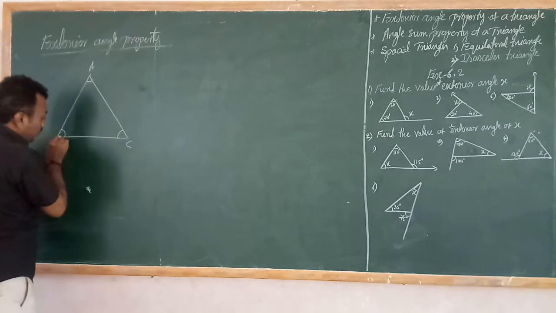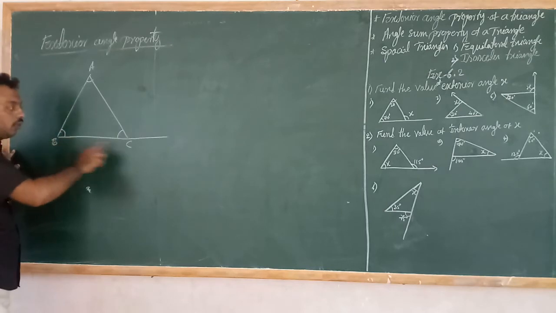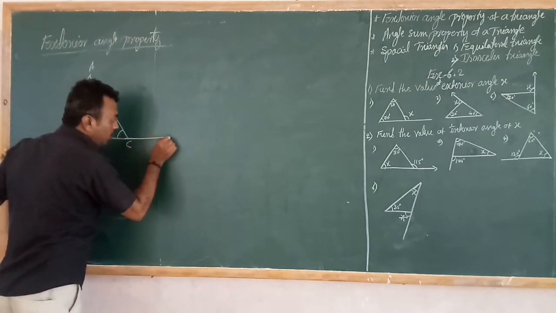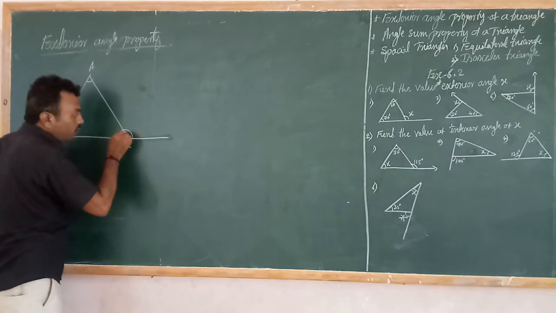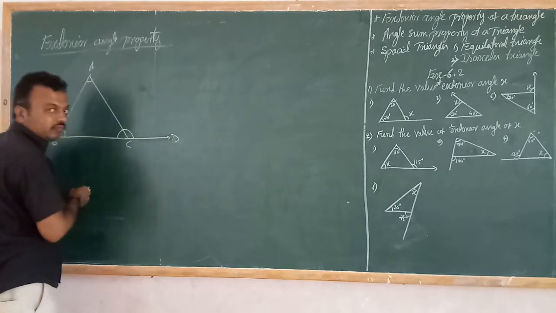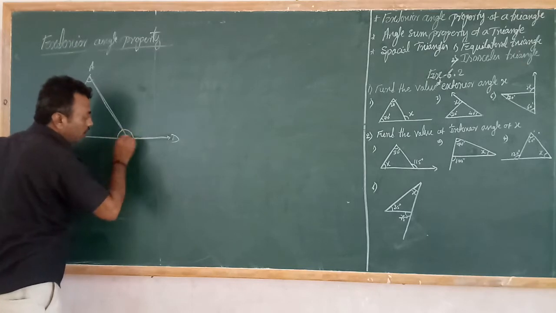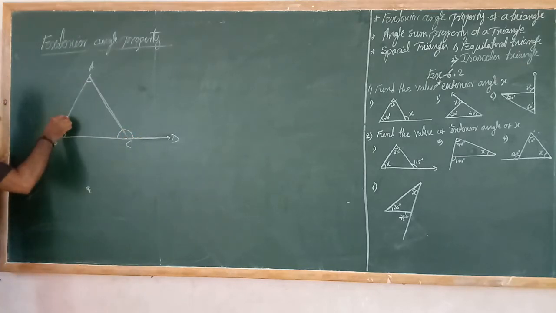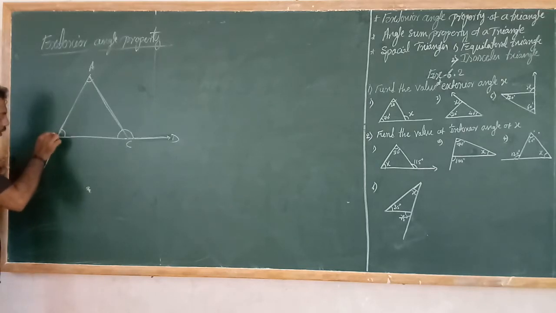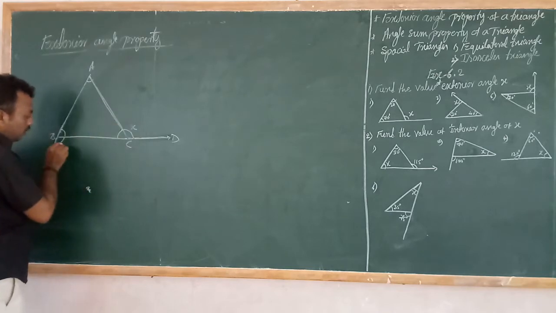Very simple, students. Any one side of the triangle we have to extend. After extending, it forms an angle, that is ACD. This one I will take as D. Or if you extend another side, it forms another exterior angle. This is also an exterior angle, and this is also an exterior angle. So this is X and this is Y.